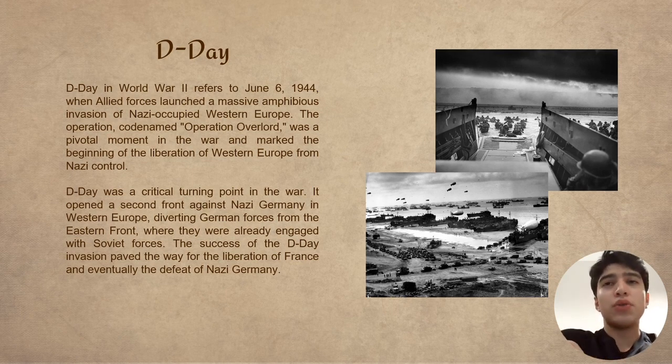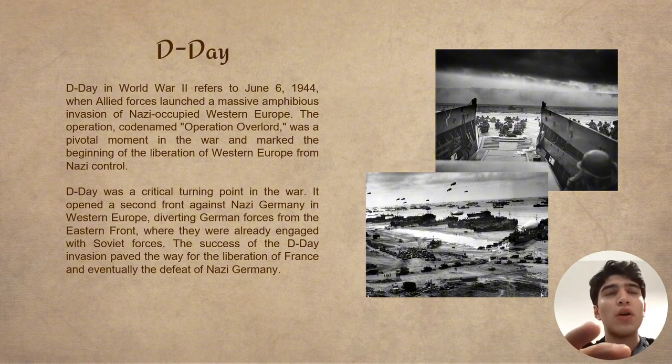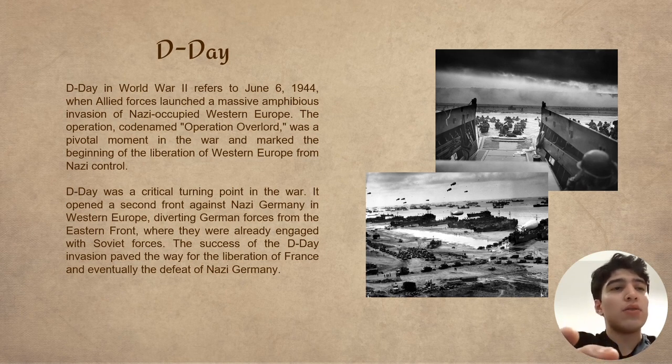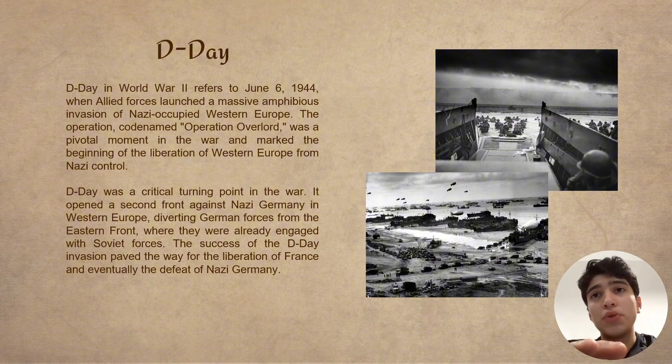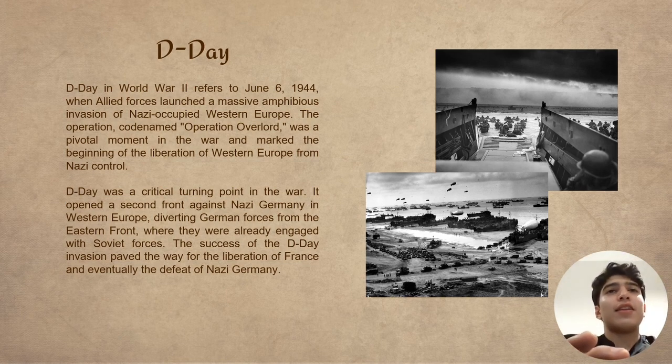Now let's delve into some key dates and events near the end of World War II. First of all, we have D-Day, which refers to June 6, 1944. On this day, the Allies launched a massive amphibious invasion into Nazi-occupied Western Europe, and this operation was named Operation Overlord, and this marked the end of the Nazi control in Western Europe.